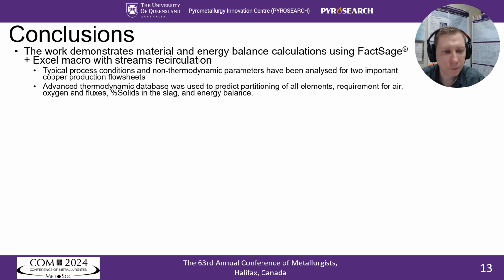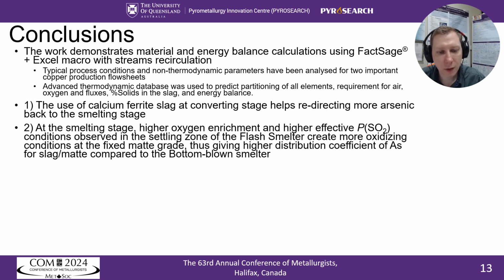So, to conclude, the work demonstrates material and energy balance calculations using FactSage plus Excel macro with stream recirculation. Typical process conditions and non-thermodynamic parameters have been analyzed for two important copper production flowsheets. An advanced thermodynamic database was used to predict the partitioning of all elements, requirements for air, oxygen and fluxes, percent solids in the slags, and energy balance. The use of calcium ferrite slags at the converting stage helps redirect more arsenic back to the smelting stage.